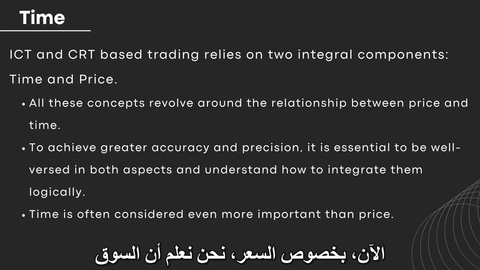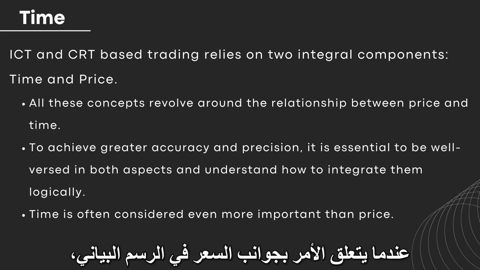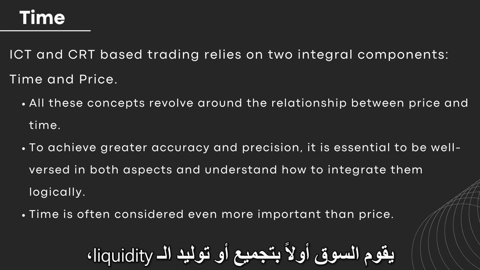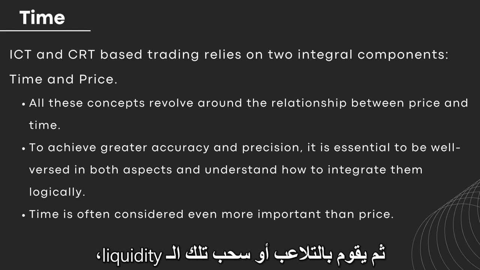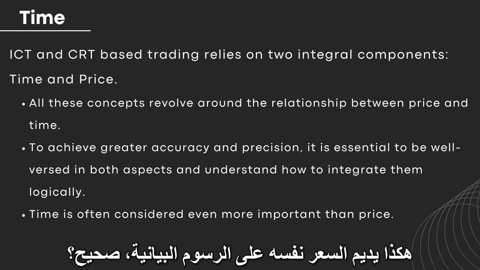Now, about price, we know that the market perpetuates itself in the form of liquidity when it comes to the price aspects of the chart. Market first accumulates or generates liquidity, it then manipulates or purges that liquidity, and finally it neutralizes or distributes that liquidity in the form of expansions. This is how price perpetuates itself on the charts, right?